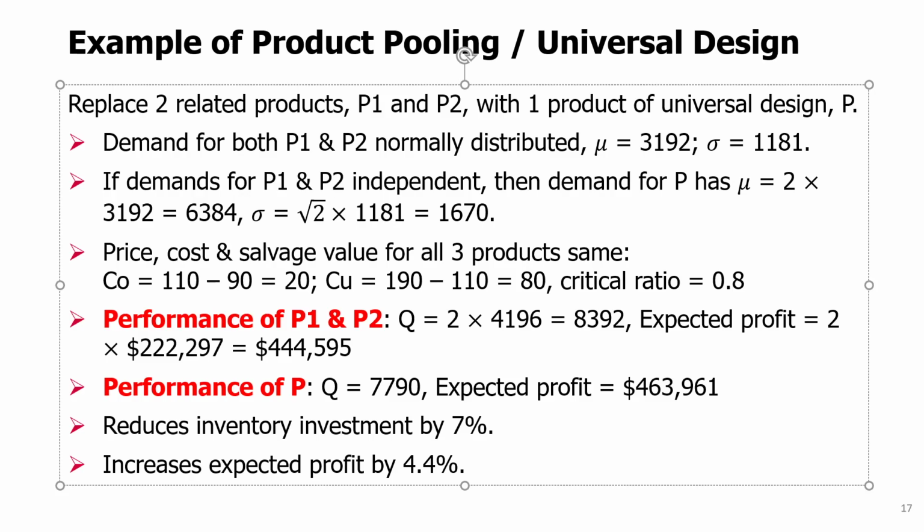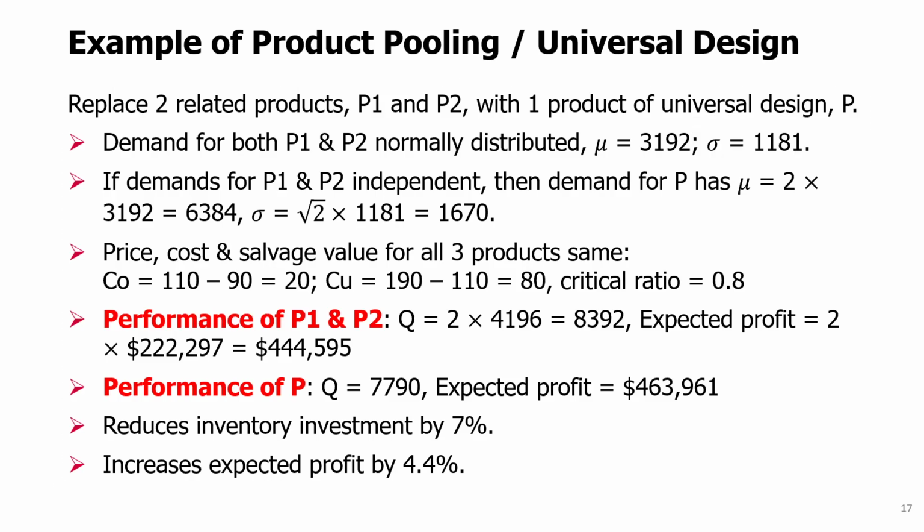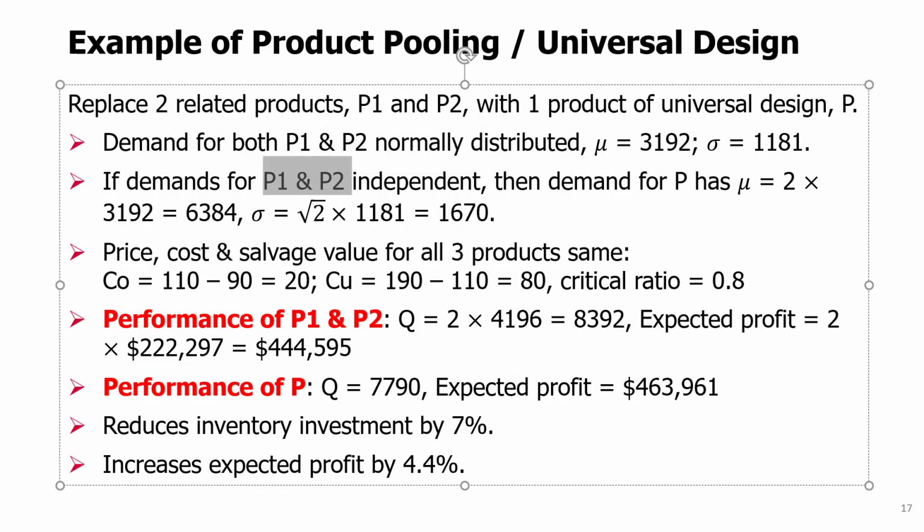Suppose we have these demands for those two products identically distributed, normally distributed with mean 3,192 and standard deviation 1,181. If those demands for the products P1 and P2 are independent, then demand for product P, the combined one, will be on average 2 times the mean of individual products, and the standard deviation, because of independence, will be square root of 2 times the standard deviation.